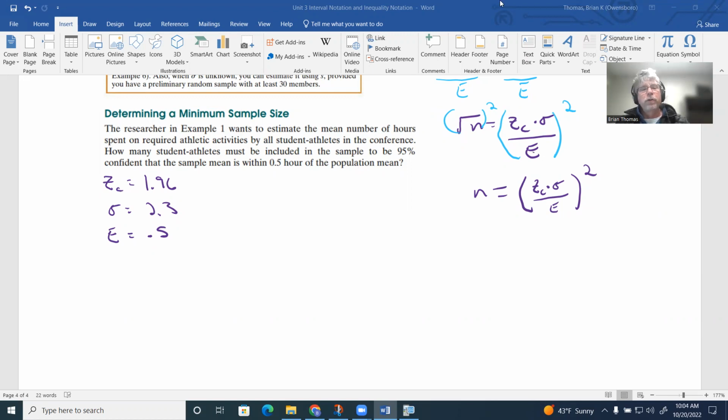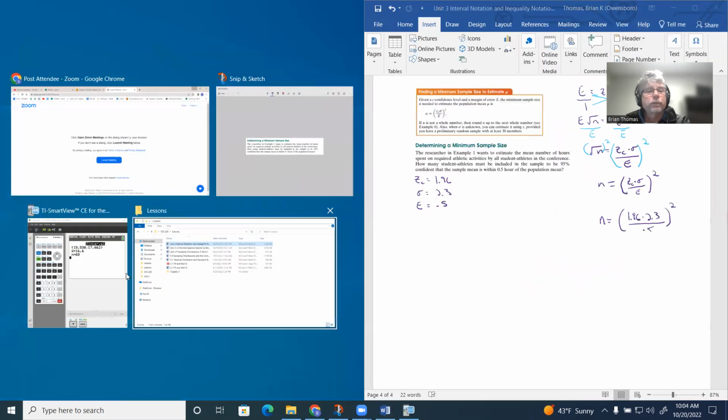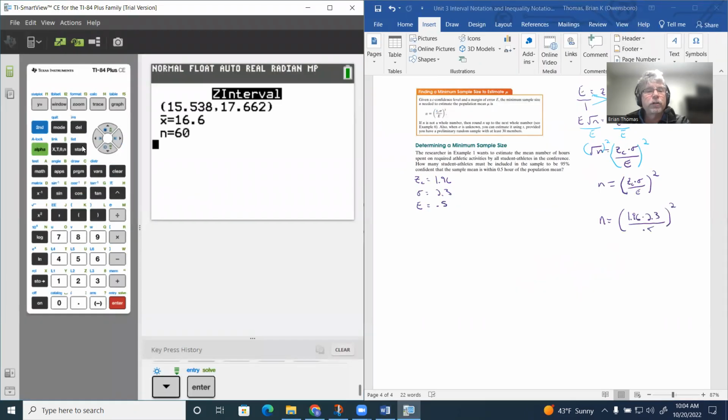So if we put those into our formula, we should be able to determine what the minimum sample size has to be. So I have 1.96 times 2.3 on top, divided by the 0.5, and that's all going to be squared. Let's see if we can figure out how to put that into the calculator. Again, you can do it one part at a time using order of operations, but if we want to use the full power of the calculator, let's see what we come up with here.